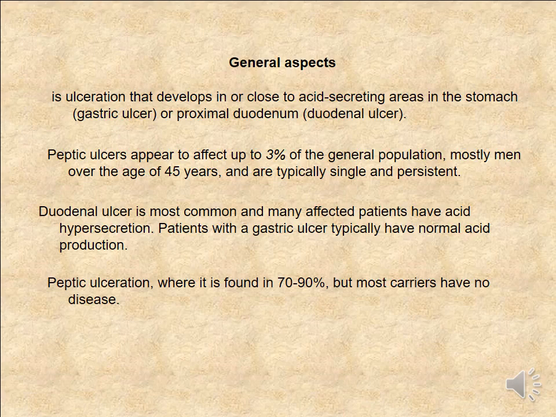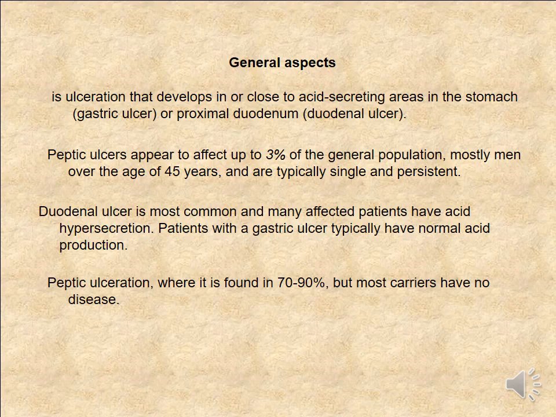The peptic ulcer appears to affect up to 30% of the general population, mostly men over the age of 45 years. They are typically single and persistent, without complete healing or remission of the ulcer. Duodenal ulcer is the most common, and many affected patients have acid hypersecretion. Patients with gastric ulcer typically have normal acid secretion. Gastric ulcers commonly have normal HCl, so there is no hyperacidity in gastric ulcer. But the HCl goes outside of the stomach to the duodenum, which leads to ulceration.